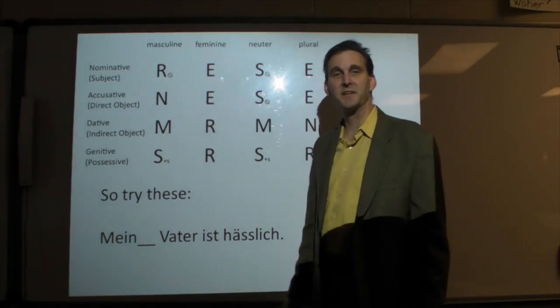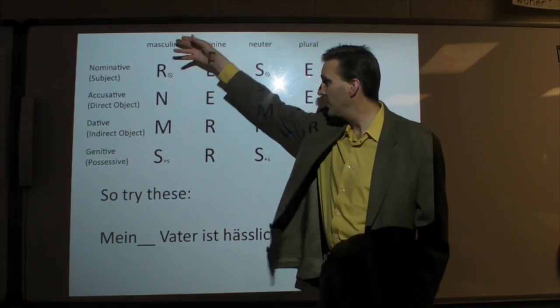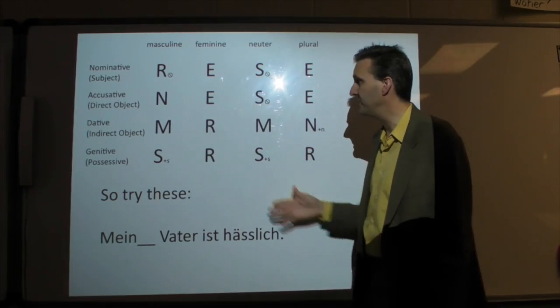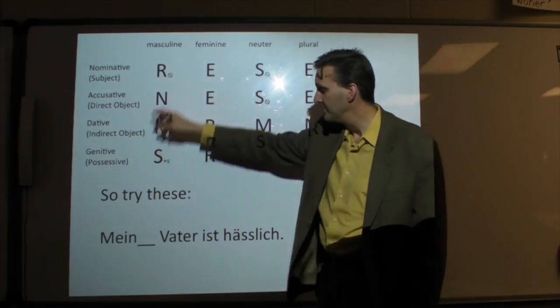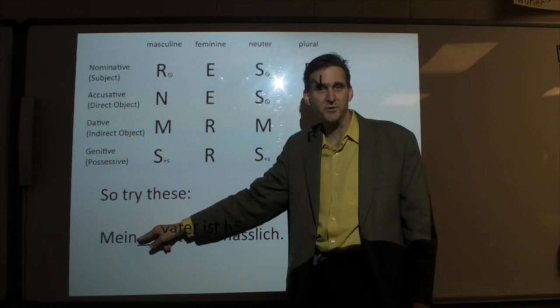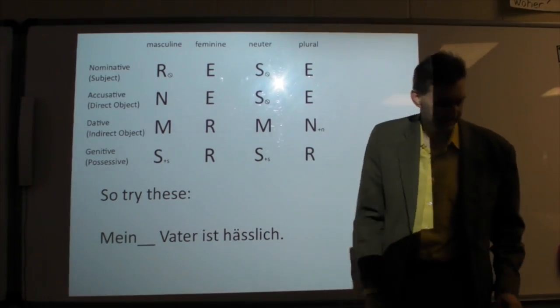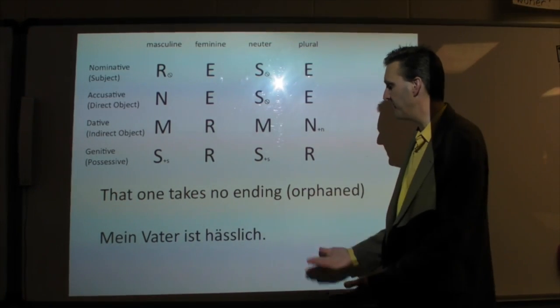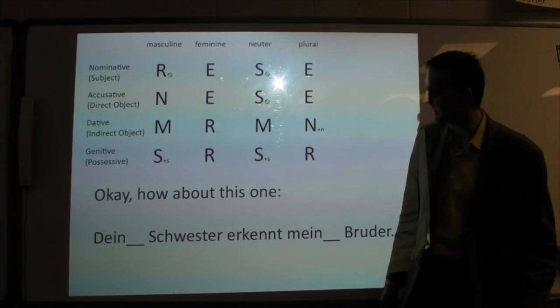All right, let's try some samples together. We have Vater, we know it's masculine, quite obviously the subject, and there's the orphan sign. Does mine orphan its endings? Yes, that's an ein word, and ein words orphan their endings. So, simply mine, no ending, keep it as mine. Mein Vater ist hässlich. Not a very nice sentence, but at least you got it right.